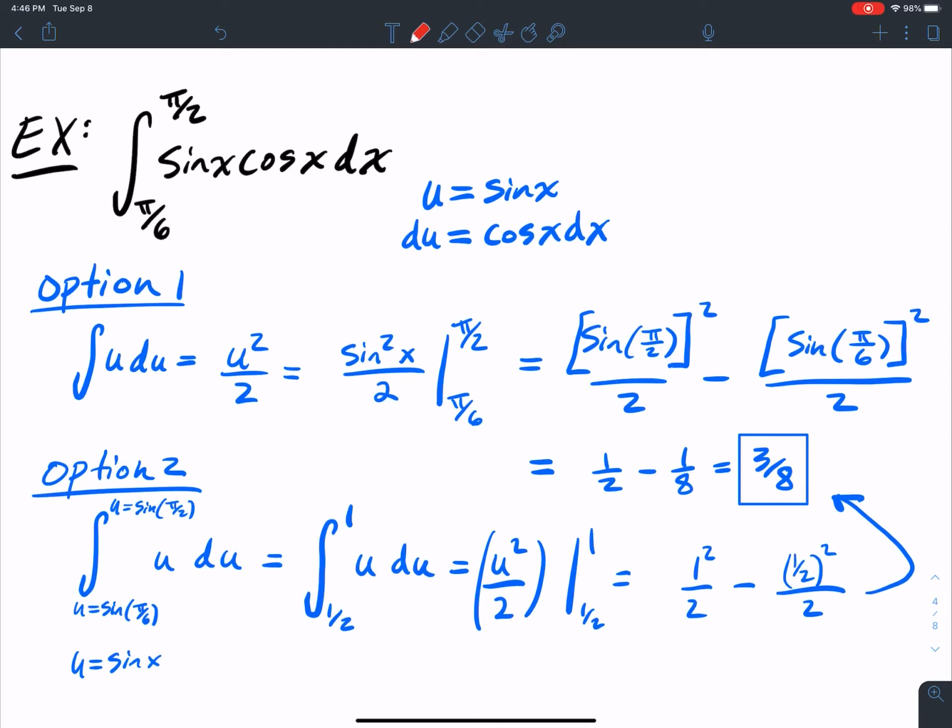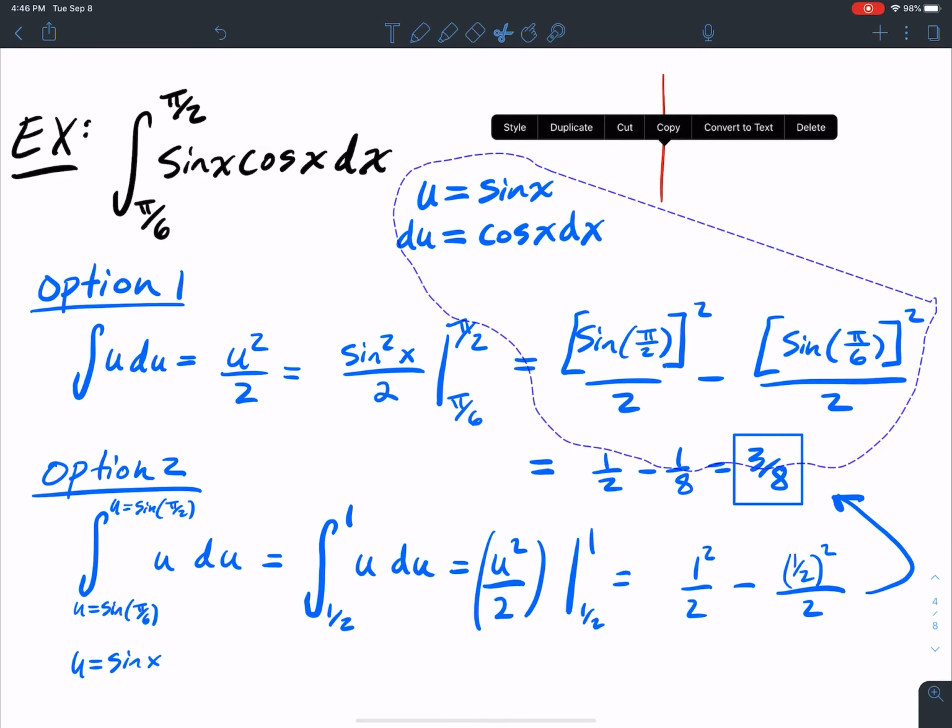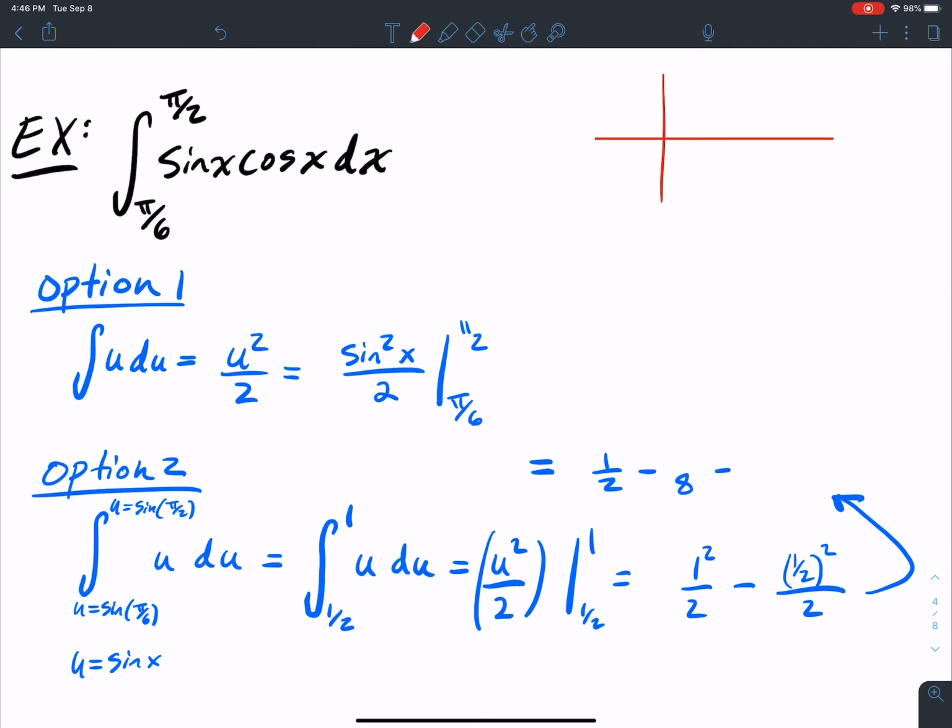So something I just thought about doing that might be interesting is graphing this. So let's graph these two things, okay? So I'm gonna graph these two things here. Let me just erase this for a second.